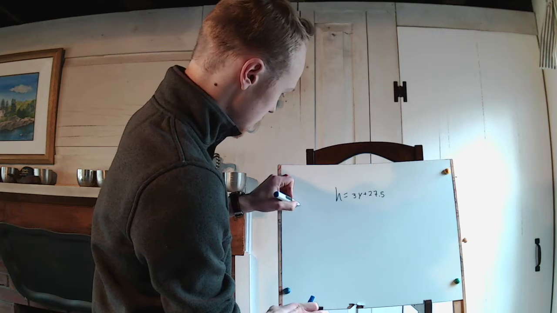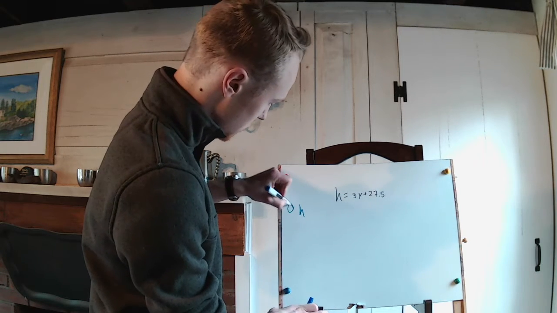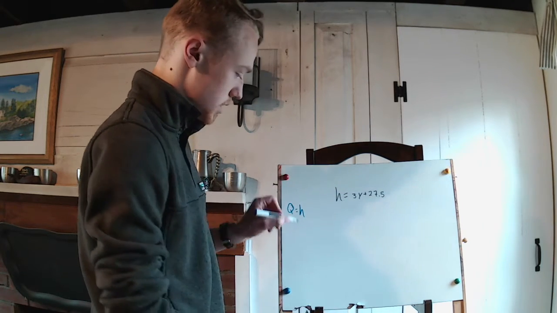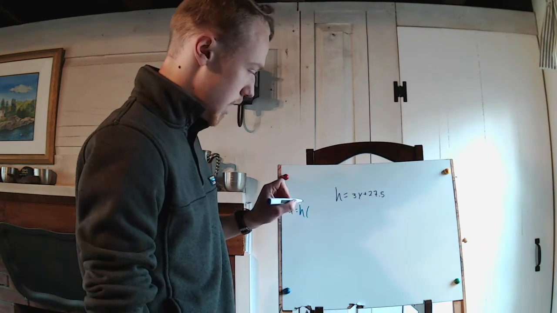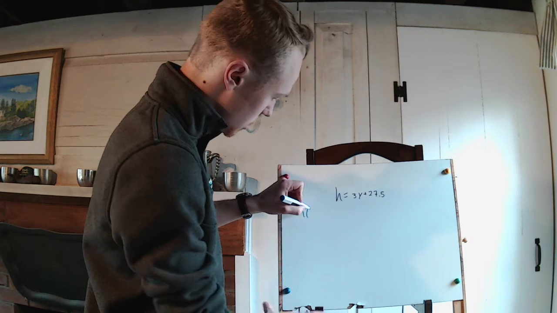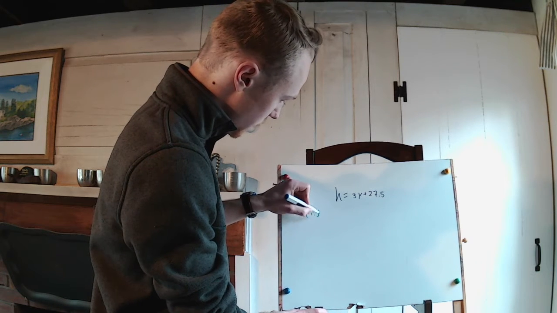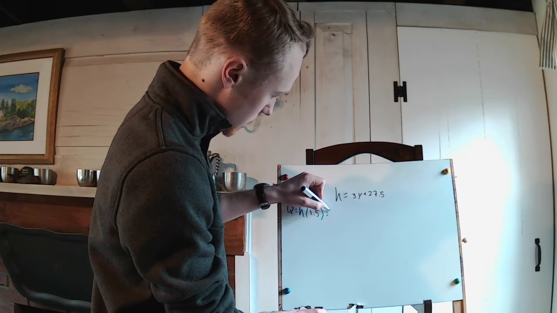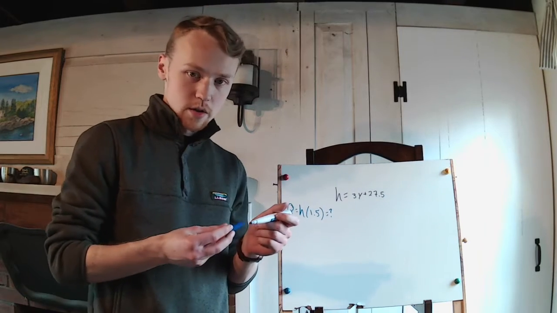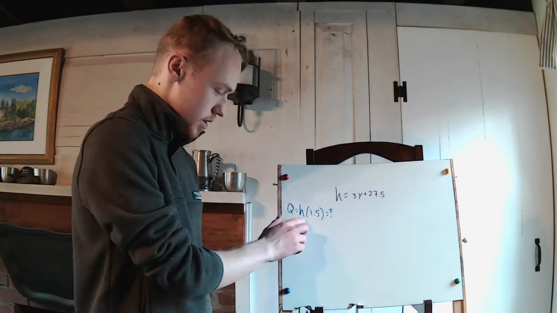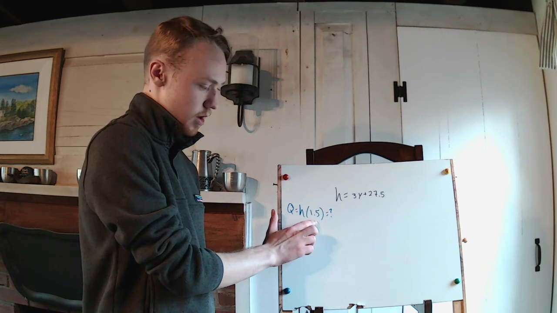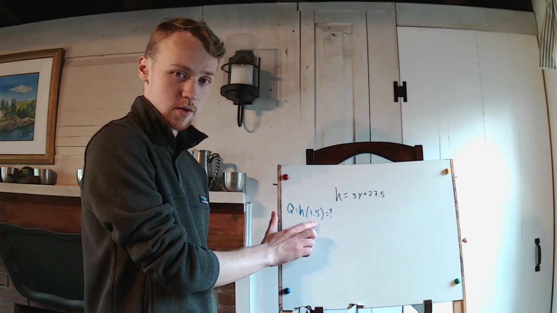Okay, so what is the height? So I'll put Q here. Q is this. What is the height at a year of 1.5? And then I'll equal a question mark. So what this is asking is what the height of the child is when they're 1.5 years old.